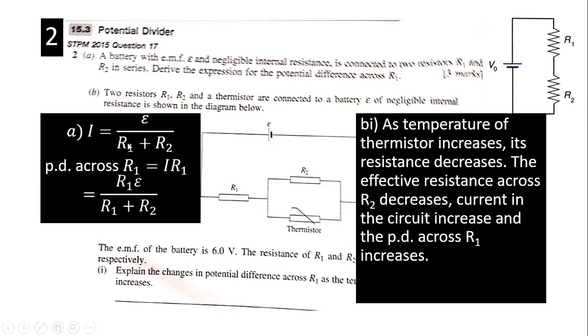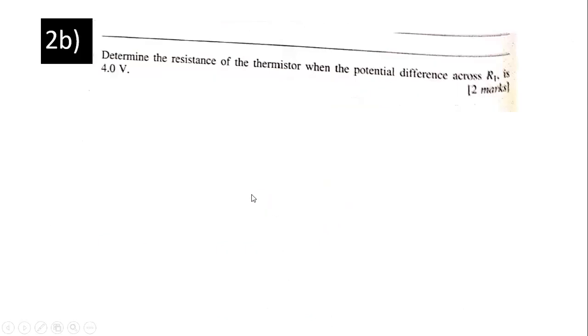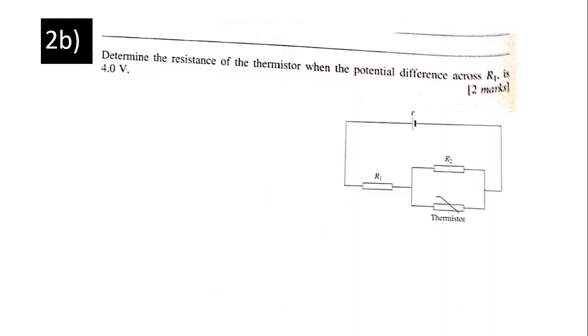Just use the equation if you want to. Determine the resistance of the thermistor when the PD across R1 is 4 volt. Right, that's your 6 volt, that's your 2000. We're told this is 4 volt. So what should I do? What's the first step?